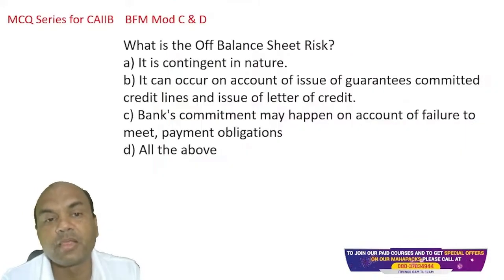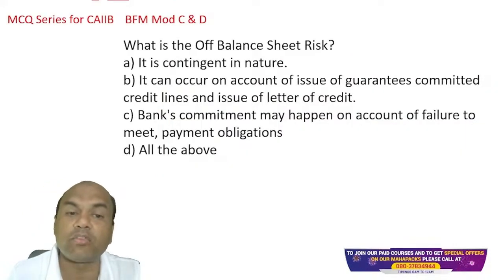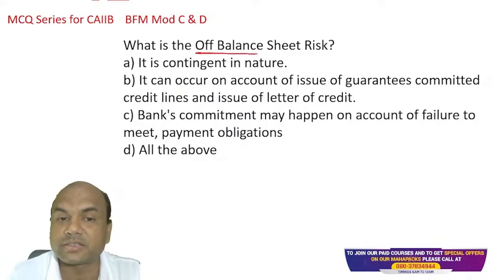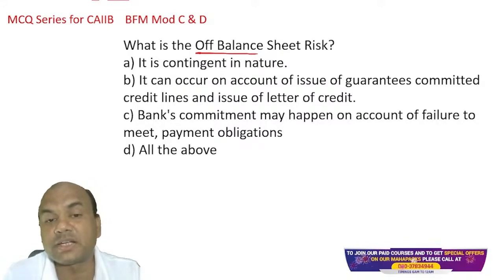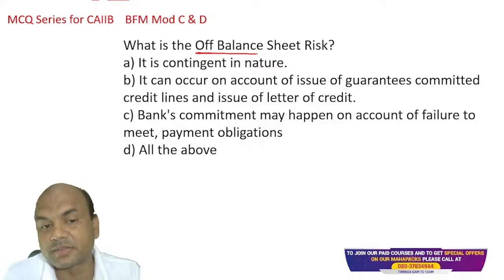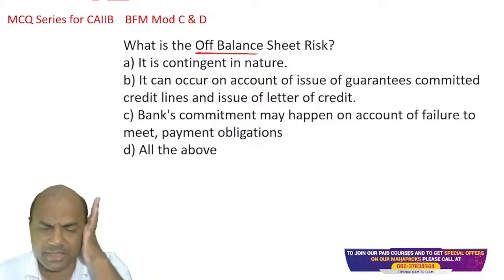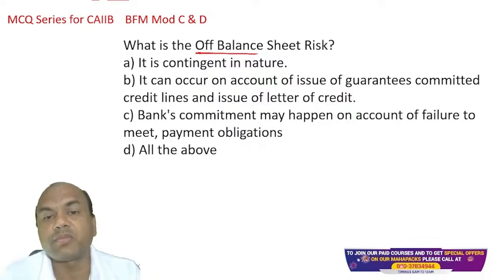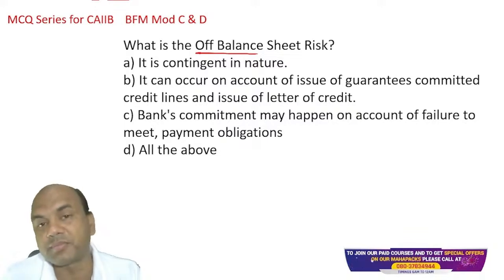What is the off-balance sheet risk? Look at this, off-balance sheet risk. It is contingent in nature. It can occur on account of issue of guarantees, committed credit lines, and issue of LCs. Bank's commitment may happen on account of failure to meet the payment obligations, and all of these. So now let me get the answer from you first. What is off-balance sheet risk? Is this A or B or C or D? All of them. Yeah.